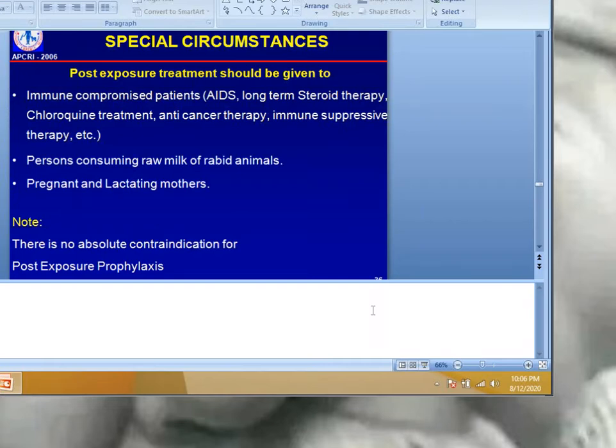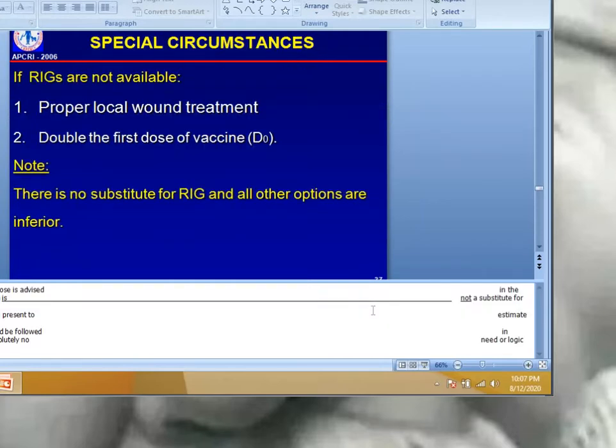Post-exposure treatment should be given to immune-compromised patients, that is AIDS, long-term steroid therapy, chloroquine treatment, anti-cancer therapy, immunosuppressive therapy, etc. Persons consuming raw milk of a rabid animal, and pregnant and lactating mothers, we can also give post-exposure treatment. There is no absolute contraindication for post-exposure prophylaxis. In such special circumstances, if RIG is not available, we can do proper local wound treatment and double the first dose of the vaccine.